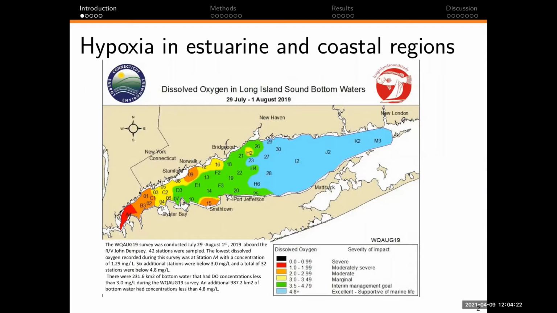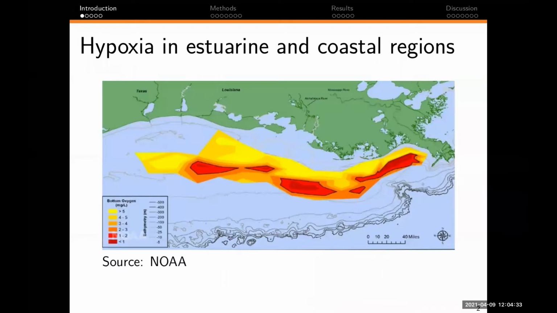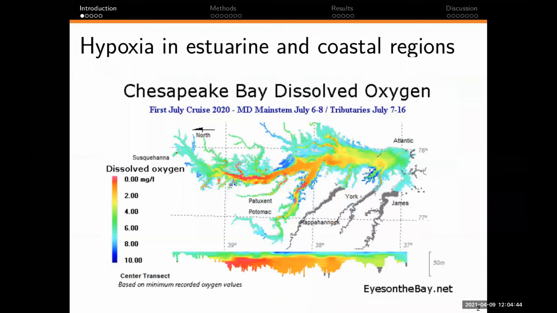And as examples of coastal regions that experience hypoxia, of course, you're familiar with Long Island Sound. It experiences hypoxia many summers, particularly in the western part, closer to New York City. The Mississippi River experiences frequent hypoxia in the summer, following extensive nutrient inputs from the river. And similarly, Chesapeake Bay, the focus of this talk, experiences hypoxia every summer, also following nutrient inputs, this time from the Susquehanna River.